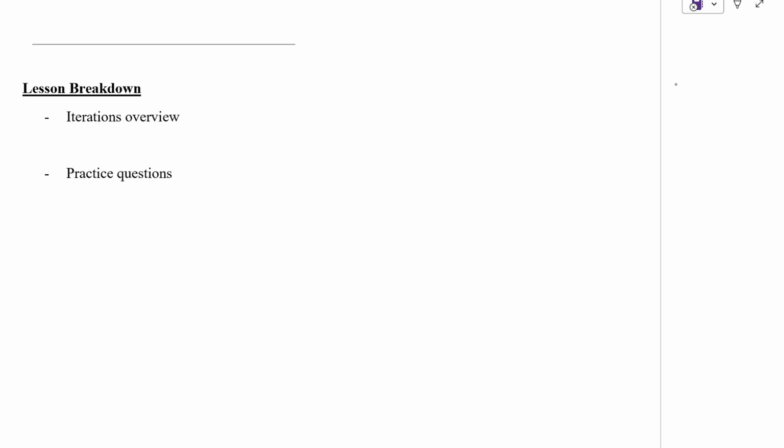In today's lesson, we are going to be taking a look at iterations. So just a quick breakdown. First, we're going to start with a quick overview of the whole iteration topic and add to it as we go along. And we're going to work through practice questions for most of this lesson.